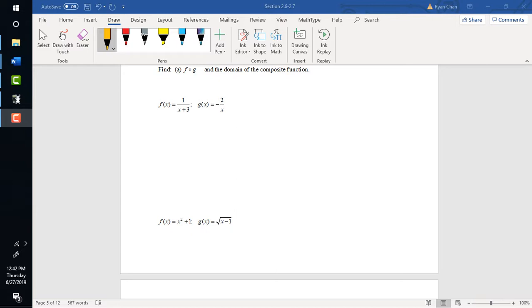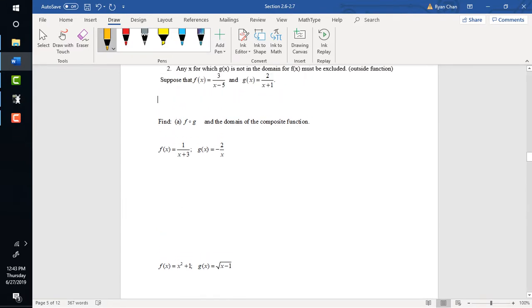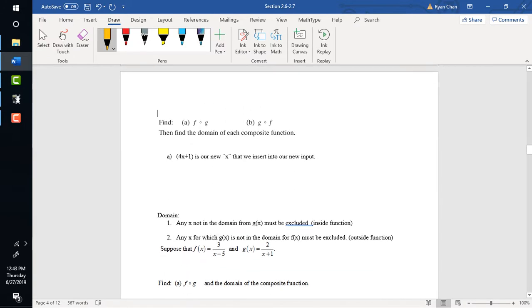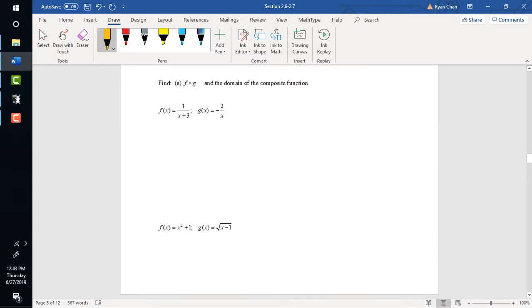Now I'm going to be doing the same problems for this video and then for the next video, 2.6 part 3. So let's get started. Let's talk about finding f of g. The problem states that we want to figure out f of g and the domain. I will get to the domain part in the third video.